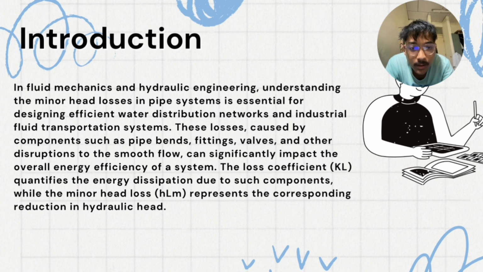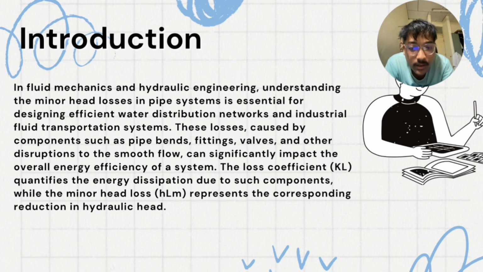Today I will be starting the report presentation for my group, which is minor loss in pipes. So, introduction: in fluid mechanics and hydraulic engineering, understanding the minor head loss in pipe systems is essential for designing efficient water distribution networks and industrial fluid transportation systems. These losses are caused by components such as pipe bends, fittings, valves, and other disruptions to the smooth flow, and can significantly impact the overall energy efficiency of a system.